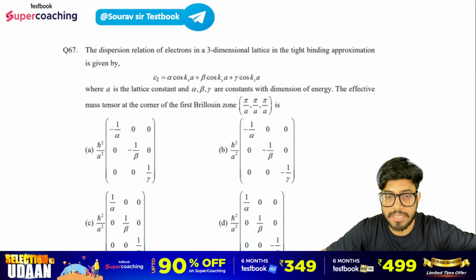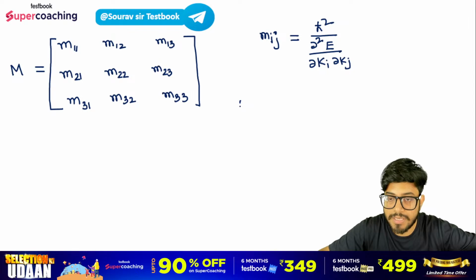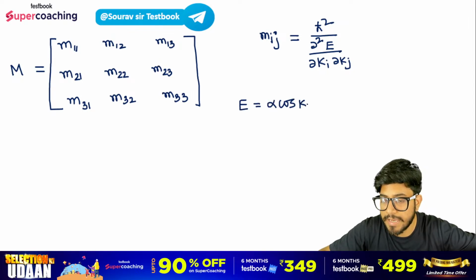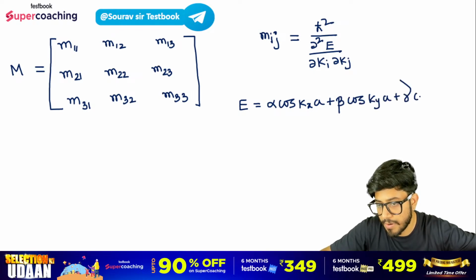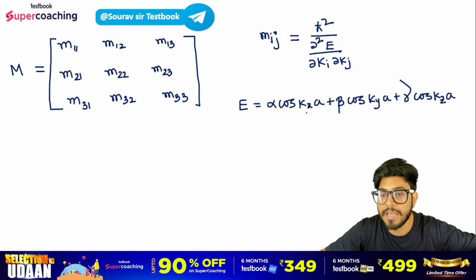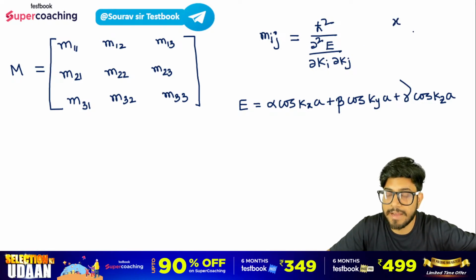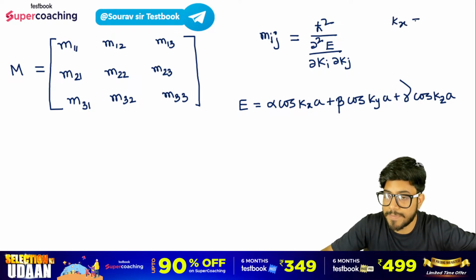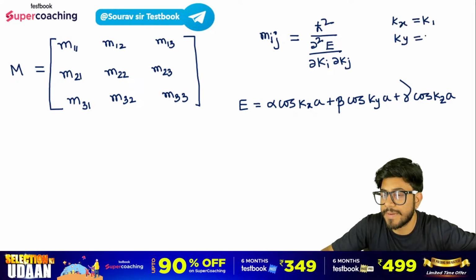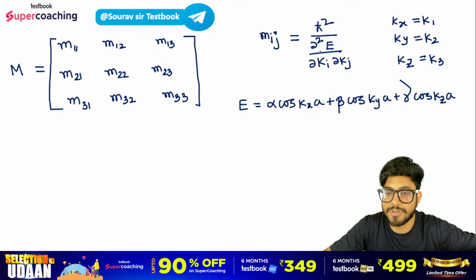Now, if you know this, you can find each and every term in this matrix. First of all, let me tell you what your E is. E is alpha cos(kx a) plus beta cos(ky a) plus gamma cos(kz a). Now, for the differentiation, first of all, I'm going to write kx as my k1, ky as my k2, and kz as my k3. So definitely M11 should be given by the second partial differentiation of E with respect to k1. So k1 means kx.